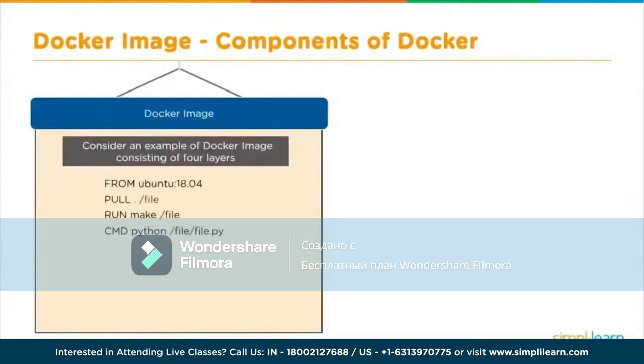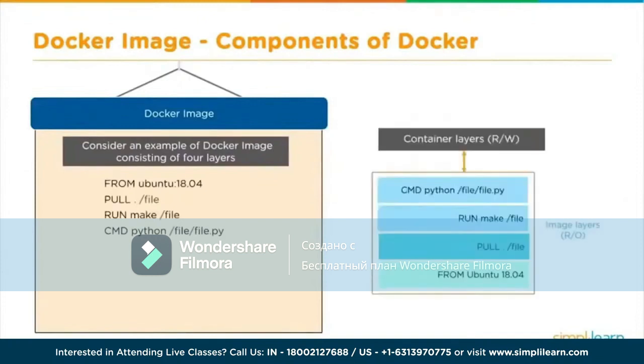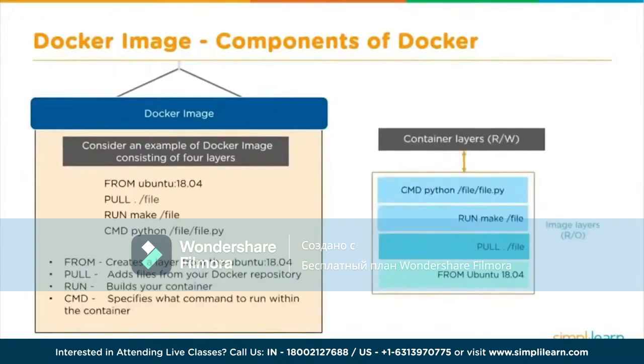So here we have 4 layers of instructions. We have a from, pull, run, and then command. So what does that actually look like in our layers? To break this down, the from creates a layer which is based on Ubuntu. And then we're adding in files from the Docker repository onto that base layer. And then we want to say, okay, what are the run commands so we can actually build the container within the environment. And then we want a command line that actually executes something within that container. And in this instance, the command is to run Python.